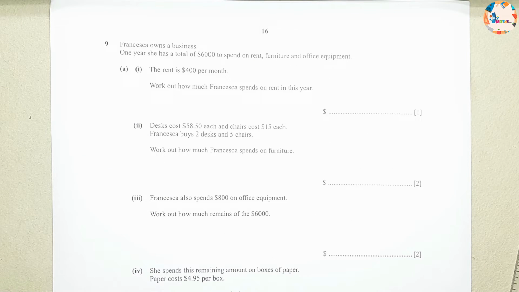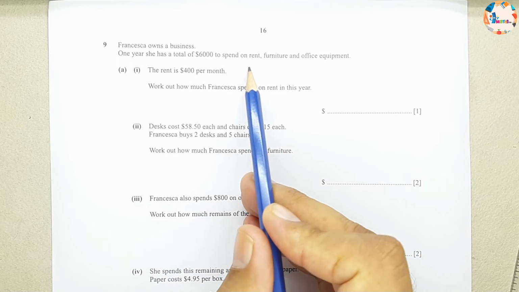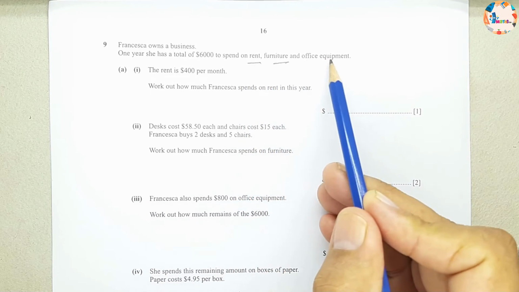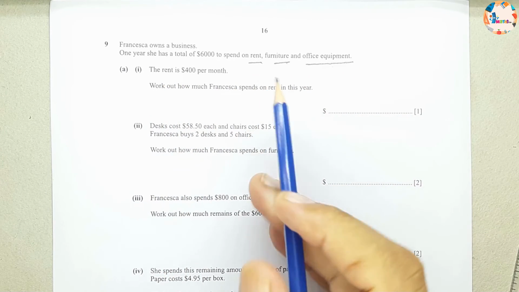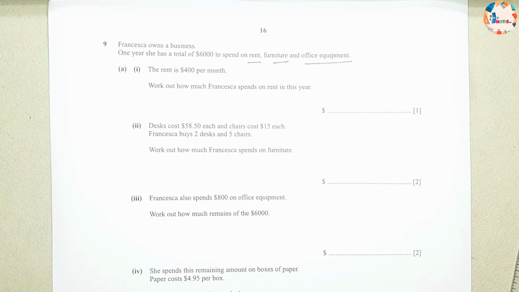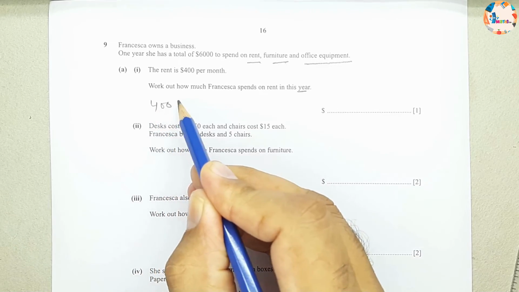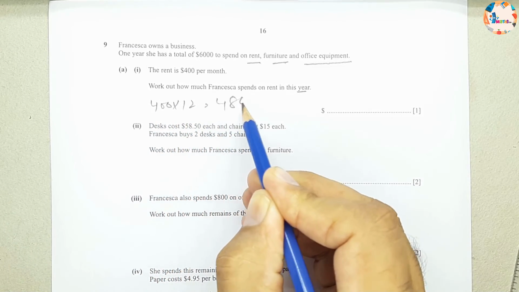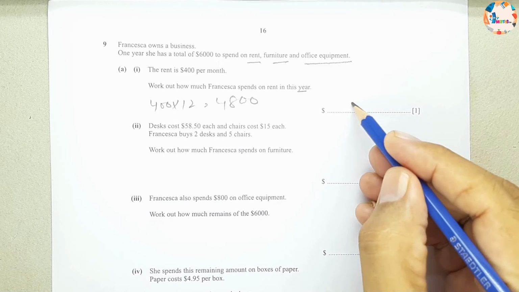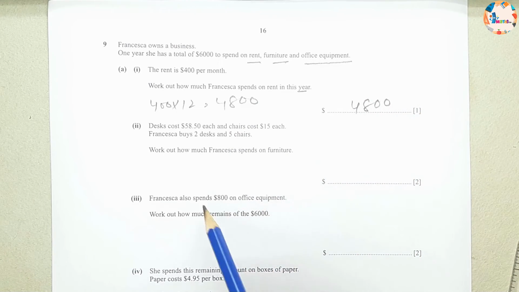Francisca owns a business. In 1 year she has a total of $6,000 to spend on rent, furniture, and office equipment. So three headings on which she has to spend. The rent is $400 per month. So for a year it will be 400 multiplied by 12, so it will be 4,800. Simple. So this much will be the rent given.